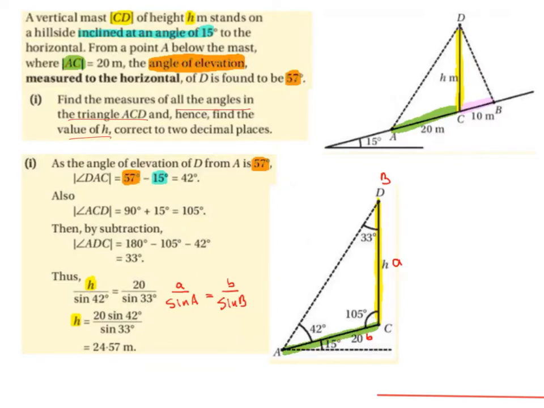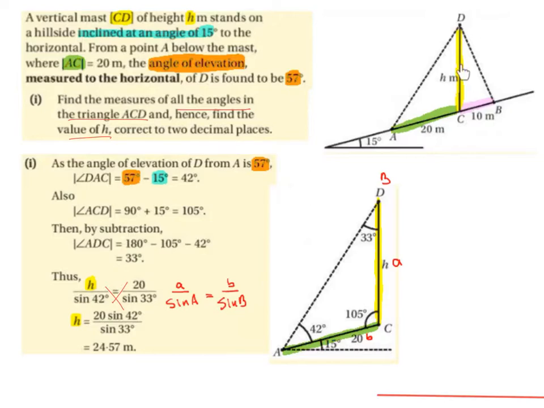I'm going to cross multiply and solve for h. So I get 20 times sine of 42 as my numerator, and I get sine 33 times h, and I'm going to divide across by sine 33 to get the h on its own. So I get h equals 20 sine 42 over sine 33, which gives me 24.57 to 2 decimal places.